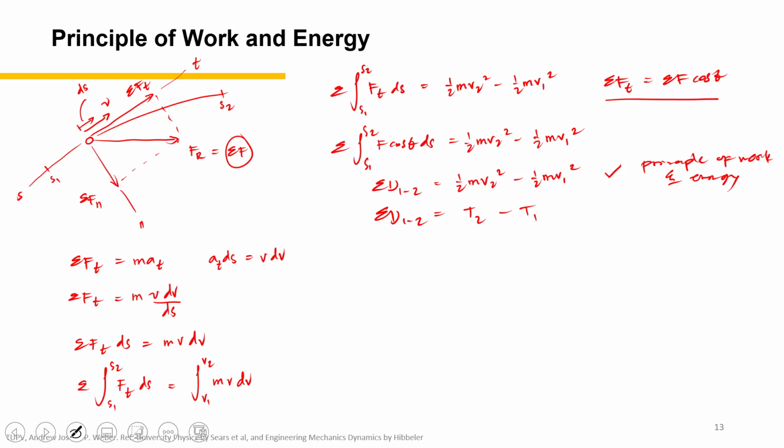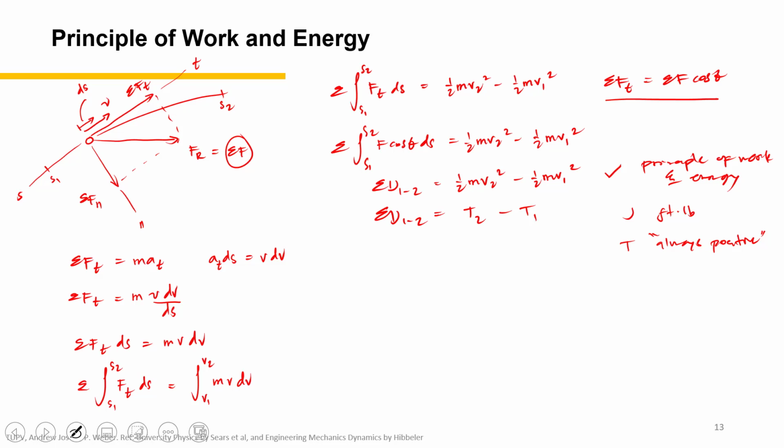Like work, kinetic energy is a scalar, and it has units of joule in the metric system and foot-pound in the FPS or English system. But unlike work, which can be either positive or negative, take note that kinetic energy is always positive. The kinetic energy T is always positive, regardless of the direction of the particle.